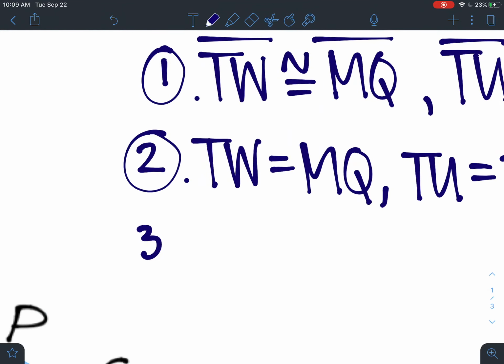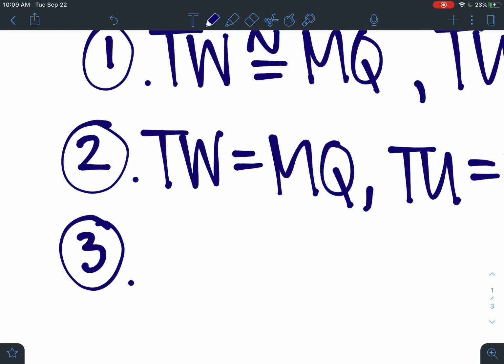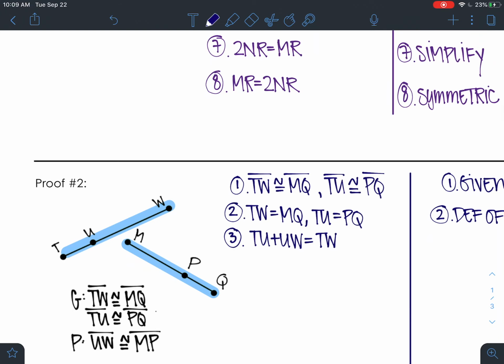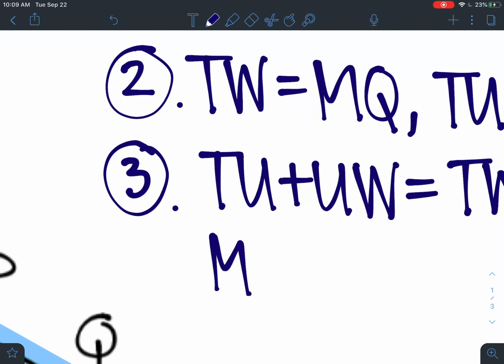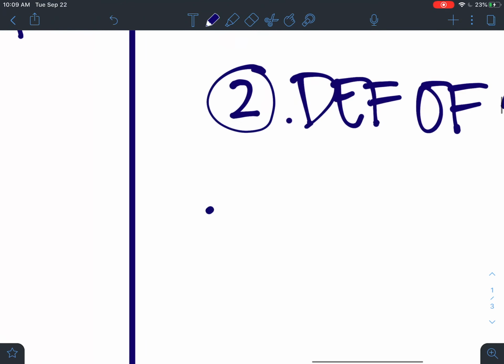So for my third step, I'm going to go ahead and write the segment addition for TW. So I'm going to do TU plus UW equals TW. And then for MQ, I'm going to do MP plus PQ equals MQ. And again, that's through segment addition.